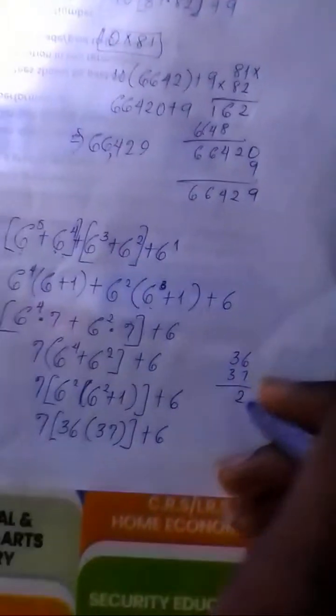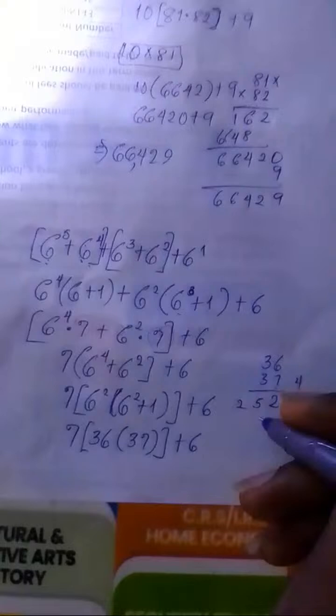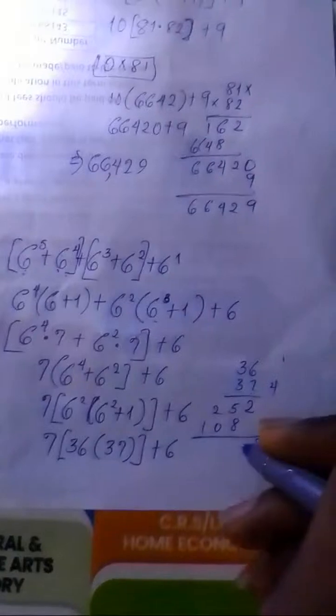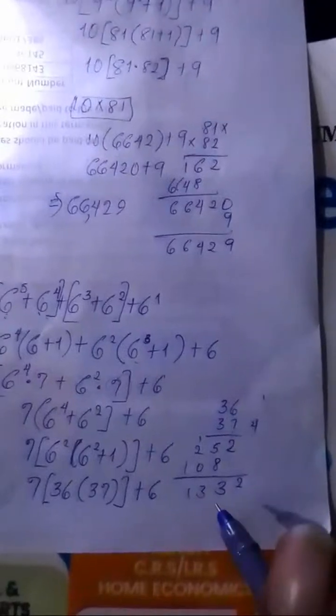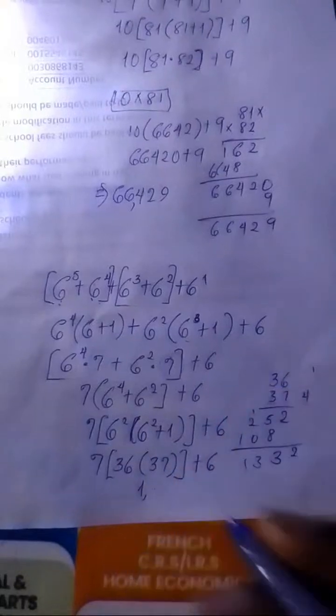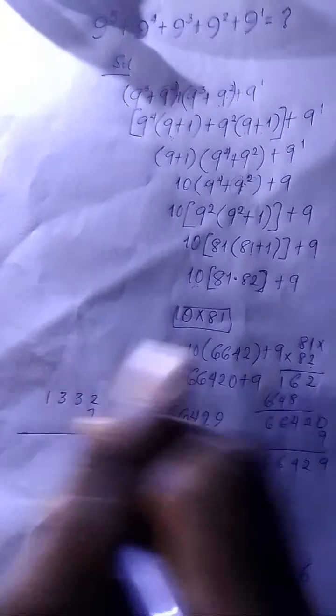7 times 6, 42. 7 times 3, 21. 21 plus 4, 25. 3 times 6, 18. 3 times 3, 9. 9 plus 1, 10. So we have 1,332. So this is giving us 1,332 times 7, plus 6. Let's do 1,332 times 7.